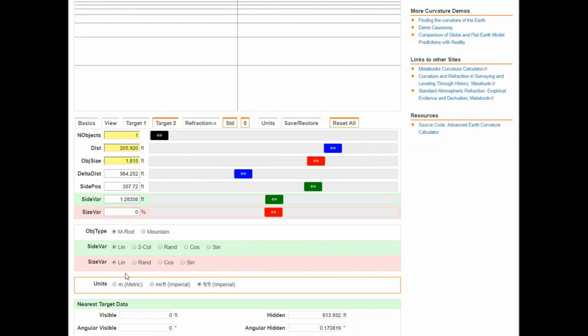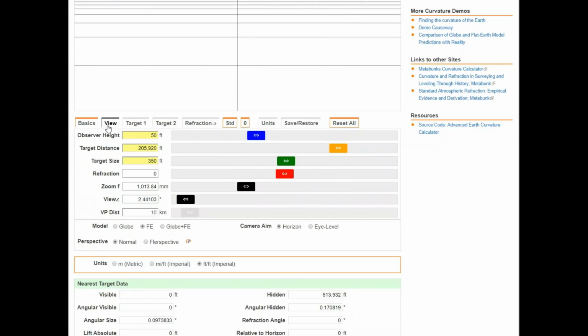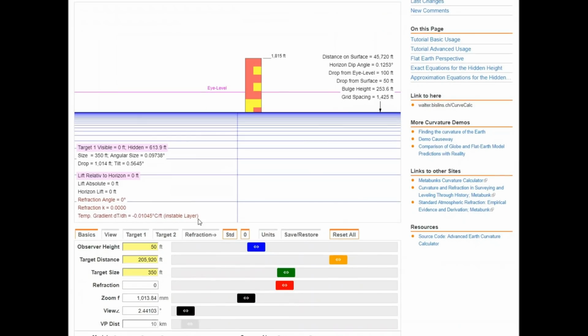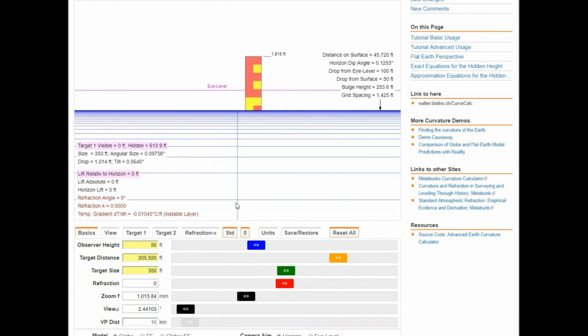This is the view in Walter Bislin's calculator that you would expect if the Earth were flat. Let's change that. That's the flat Earth setting. Let's go to the globe. Uh-oh. The tower's still visible, but the stadium disappeared.